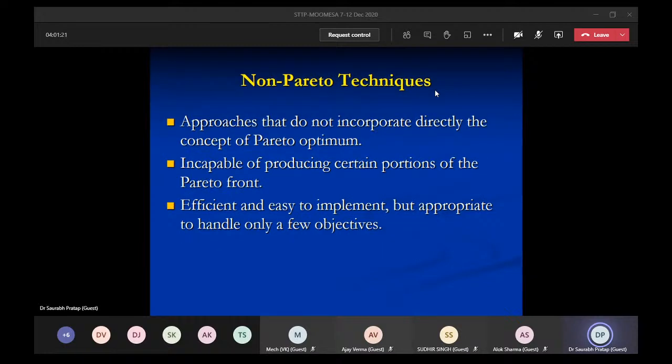Now, non-Pareto techniques do not incorporate directly the concept of Pareto optimum, and are incapable of producing certain portions of the Pareto front. They are efficient and easy to implement, but appropriate to handle only a few objectives. So, just like the epsilon constraint method or some other non-Pareto techniques, if we use them and the number of objective functions increases, it will be very difficult to use that approach to determine the solution.